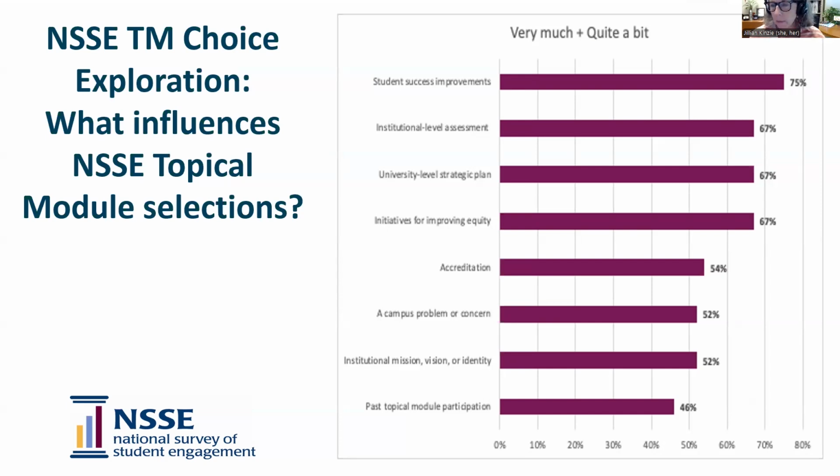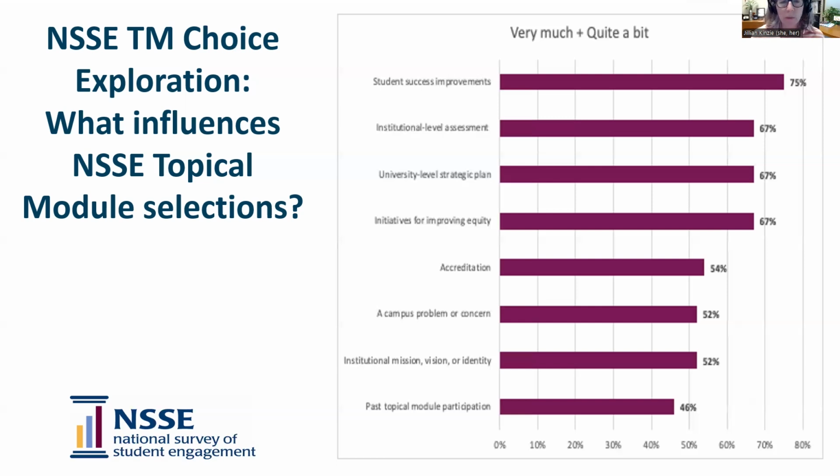By the largest margin, the largest proportion of institutions were interested in student success improvements as driving or influencing their topical module choice. Wanting to make some improvement drove the choices that they made. The next are institution level assessments. These might be things that the institution is trying to demonstrate in terms of its own institutional learning outcomes, or perhaps some mission fulfillment. University level strategic plan is another popular influence on choice. And initiatives for improving equity are also at the top of the list.